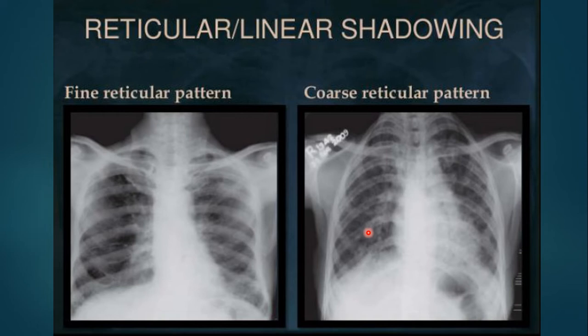Now again, for the reticular and linear shadowing, we have two types of the reticular pattern. It's either fine reticular pattern or coarse reticular pattern, depending on the size, the width of the lines of the interstitial pattern. Either fine reticular pattern, like here you can see it is a dirty chest, multiple irregular very fine lines bilaterally, or it can be coarse, like here it's more pronounced, more coarse.